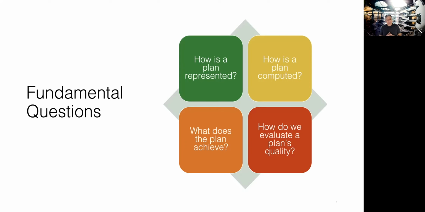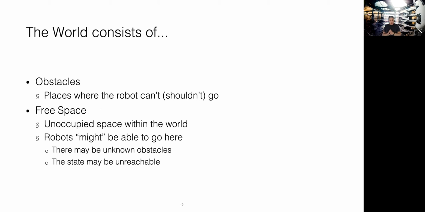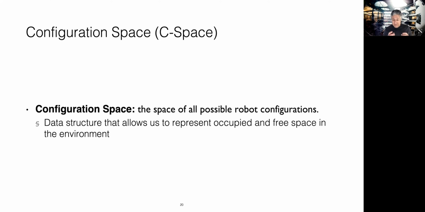But then what are the fundamental questions when it comes to path planning? How is a plan represented? How is the plan computed? What does the plan achieve? And how do we evaluate its quality? For the sake of the examples in this module, you'll assume that the world consists of obstacles and free space, as we've seen in one example already. But then, rather than free space, we talk about the configuration space for the robot. This is the space of all possible robot configurations.